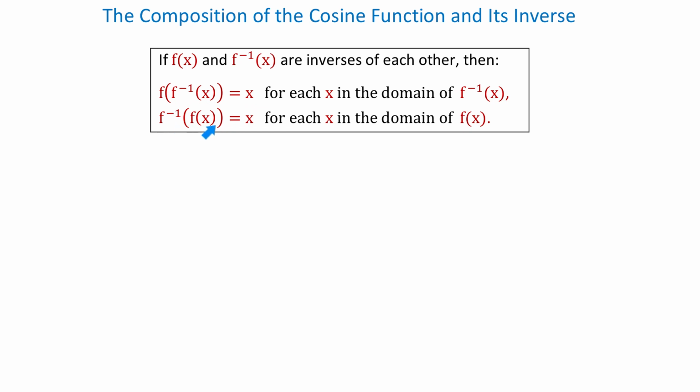The second expression equals x for each x in the domain of f of x. In other words, this expression equals x when x is a number that can be used in the function inside the parentheses. Now let's talk about the cosine function and its inverse.